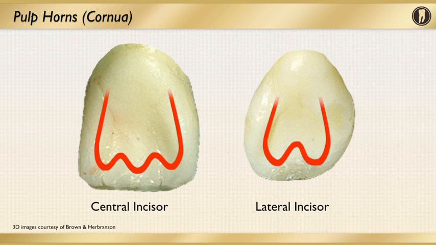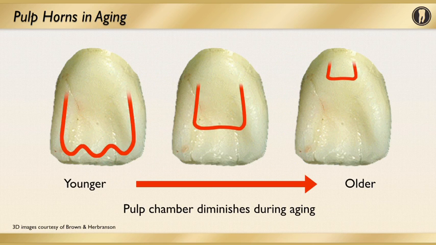Here you can see the pulp horns in the central incisor and the lateral incisor, and as you go from a younger patient to an older patient, you can see how this chamber starts to diminish or calcify. So if you're working on a younger patient and you're accessing a maxillary central incisor, you're going to expect to probably penetrate the pulp chamber within 10, 15, 20 seconds on a normal case. But on the other end of the spectrum, if you're treating an 84-year-old lady, it may take you 5 to 10 minutes to access the pulp chamber. And we're going to talk about some of the tips to do that, so you can be successful on that.